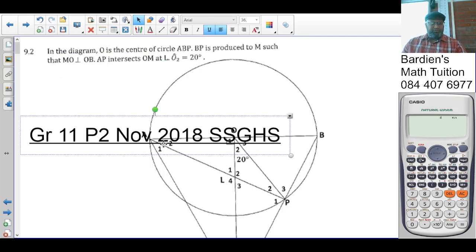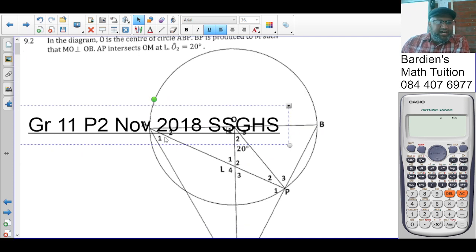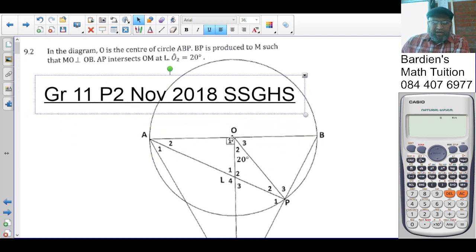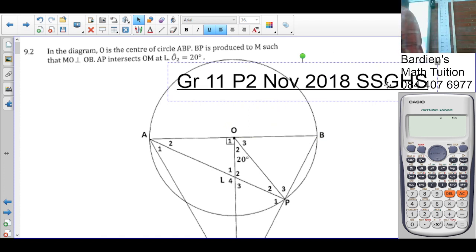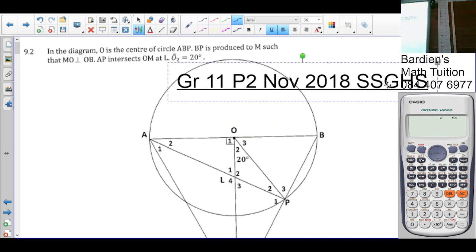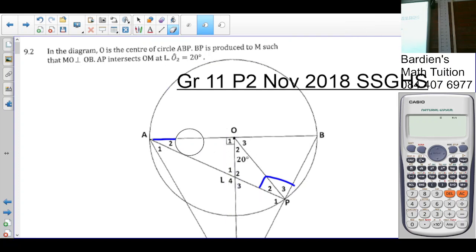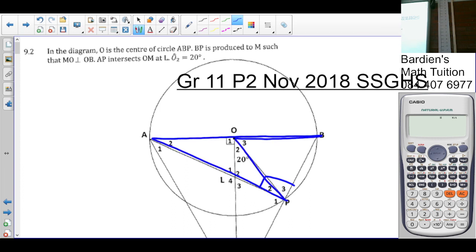So now we are at 9.2. We are told in 9.2 in the diagram O is the center of the circle. If O is the center of the circle, what do we know? We know that angle P1 and 2, the combination thereof, is going to be 90 degrees. Also, angle at center is twice angle at circumference, so double A2 will give you O3. Can you see that angle at center is twice angle at circumference? And many other things it tells us, like the isosceles triangles that are being formed.